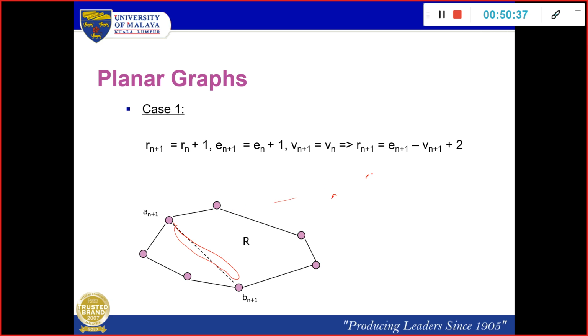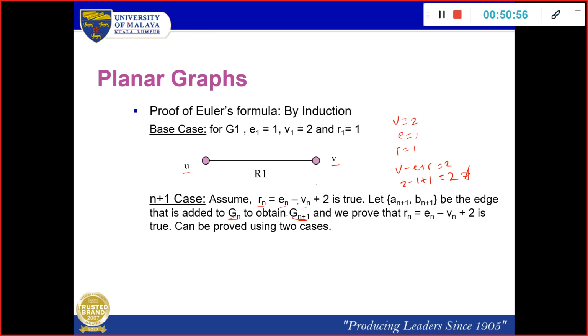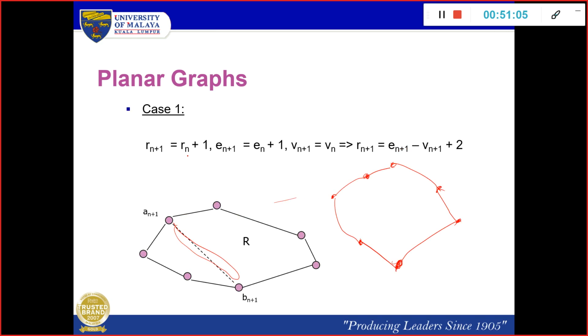So previously we only have 7 vertices: 1, 2, 3, 4, 5, 6, and 7. Assume that it's An plus 1, Bn plus 1, the edge that's added to Gn. So when you put Rn, Rn minus 1, let's say you put any edge, you want to connect this one edge. This is the edge.